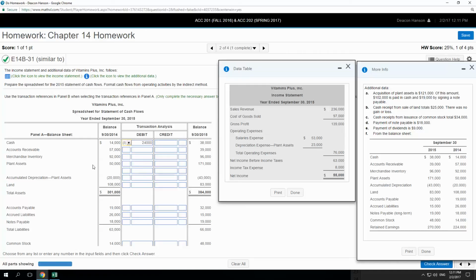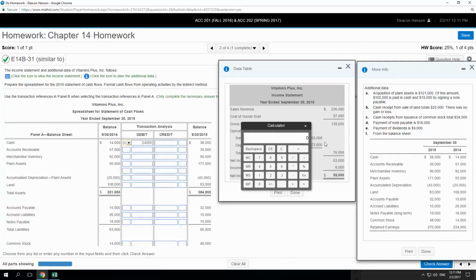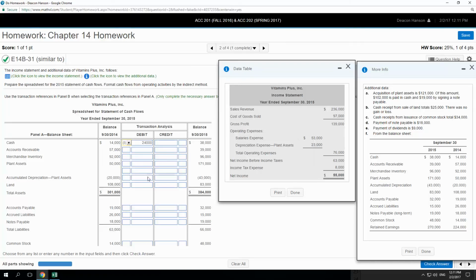So I'm going to look at accounts receivable. Accounts receivable goes from 57 down to 39. So what kind of change is that? You can use your calculator if you have to. 57 minus 39. That's an $18,000 decrease. So we'll put that in the credit column, 18,000.